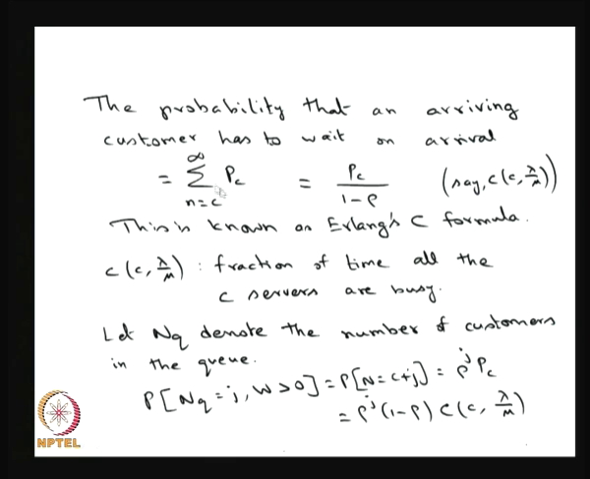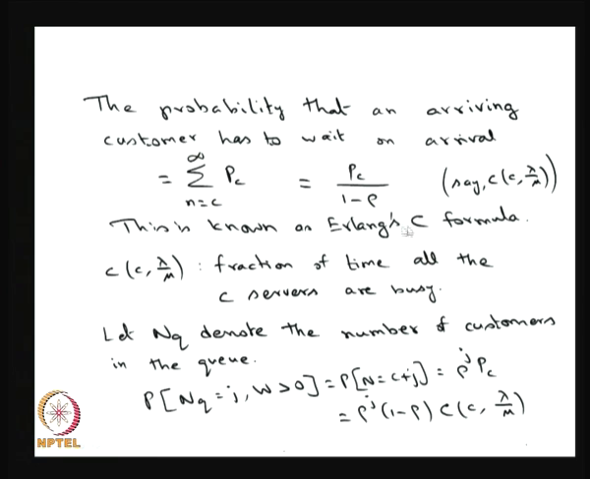Other than the steady state probability, we can get some more measures. The first one is the probability that the arriving customer has to wait on arrival. That means the number of customers in the system is greater than or equal to C. Then only the customer has to wait. So you add the probabilities Pn, where n runs from C to infinity. If you add all those probabilities, that is going to be Pc divided by 1 minus rho.